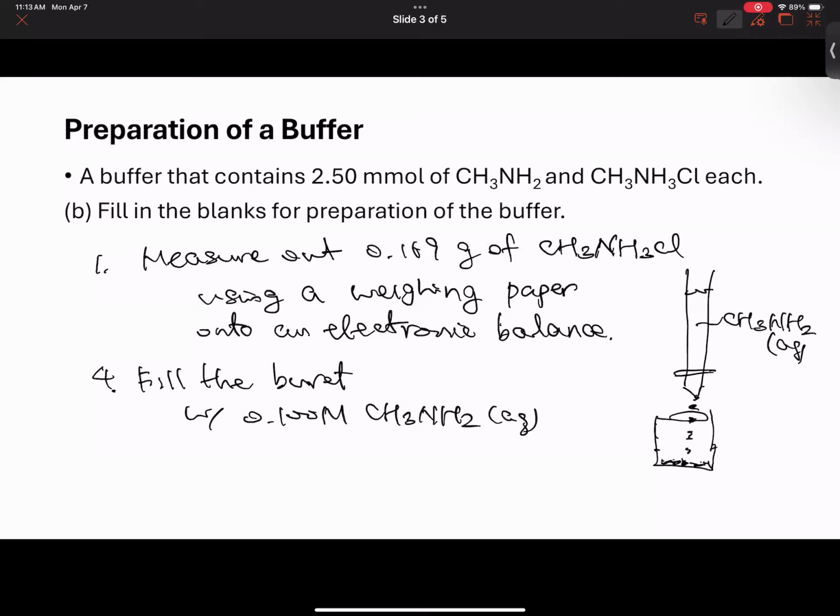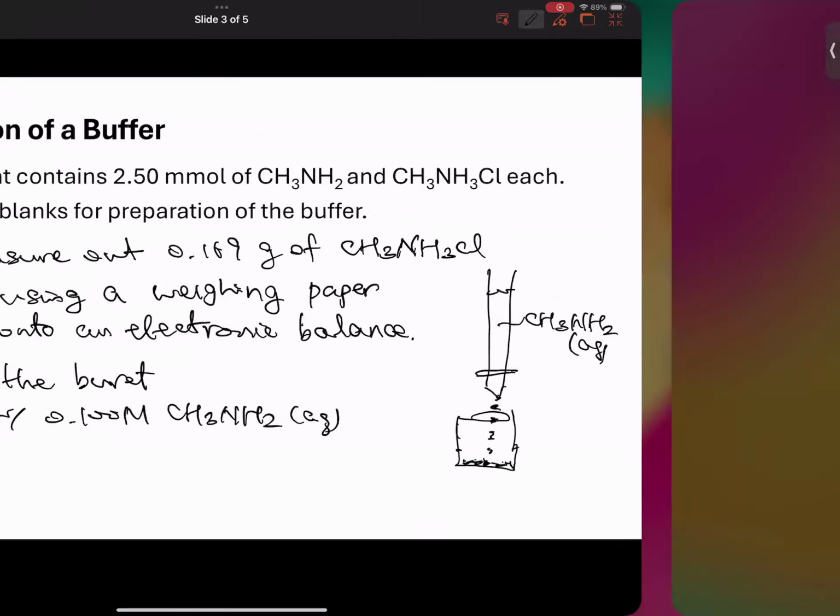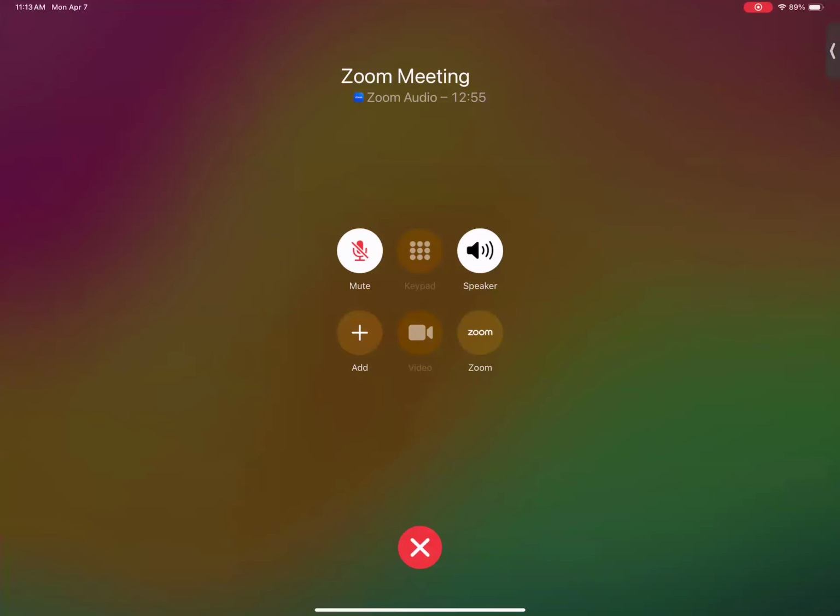the beaker, mix well. So typically we are adding, in this case, the amount of the salt is small, 0.169, so we can just swirl the beaker, mixing and dissolving the salt, or many times we'll be adding a magnetic stirring bar to mix it well, and then check the pH with the pH meter. Okay, now let's move up to the next problem.